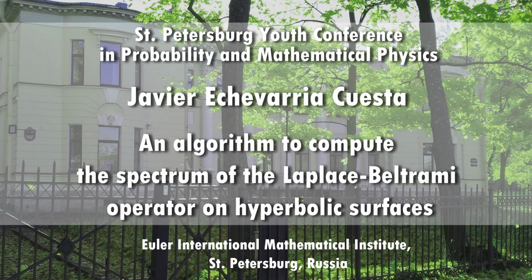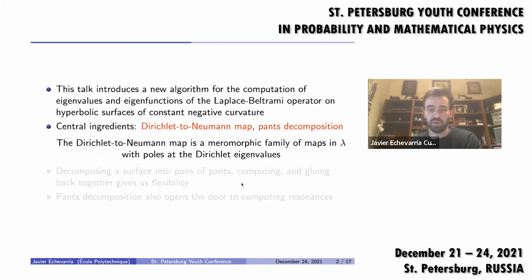That's what I was just explaining. The central ingredients will be two things. One is a tool known as the Dirichlet Neumann Map, which I'm going to introduce and explain why it's useful, and then a Pants decomposition.